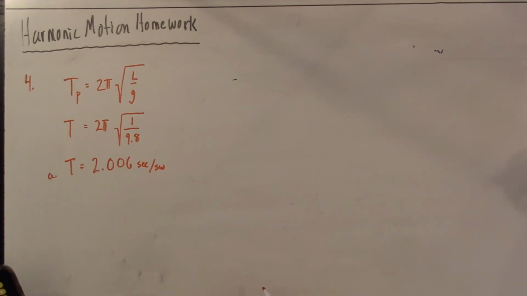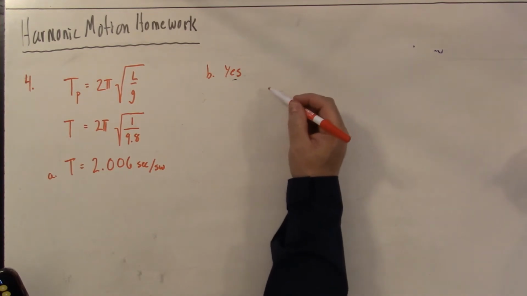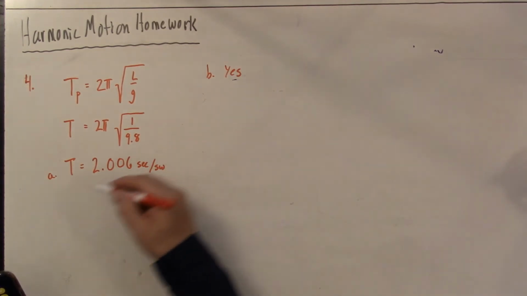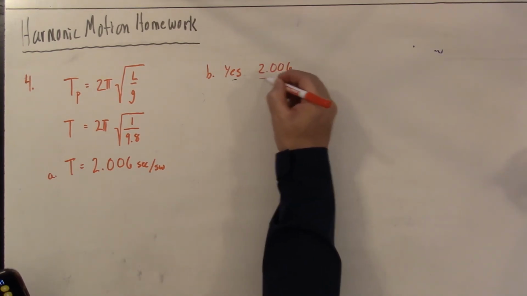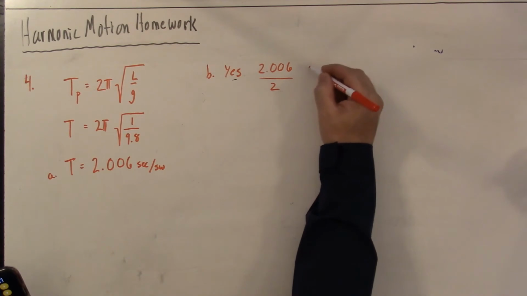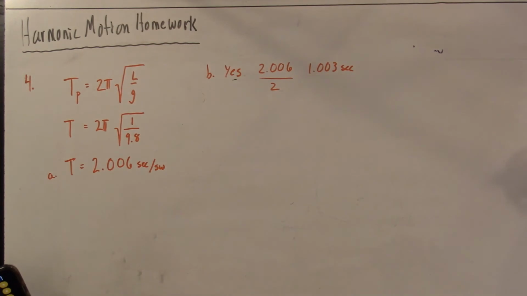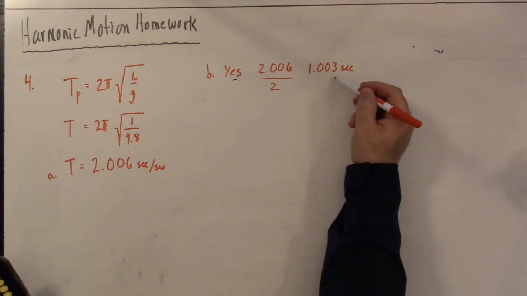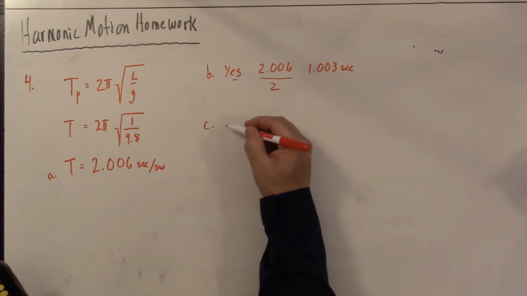And then B says, is the above description a good estimate? Justify your answer. And I would say yes, because the above description says it's 1/2 the period, and if my period is 2.006, and I divide that by 2, then I get 1.003 seconds. And that's pretty good for the idea of what a second is. In the 1800s when they did this, they couldn't measure this far out anyway, so this is a really good estimate.